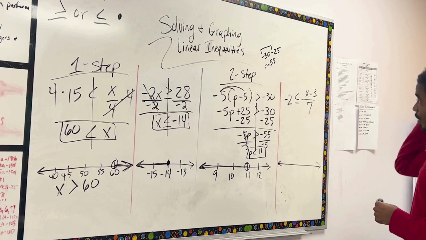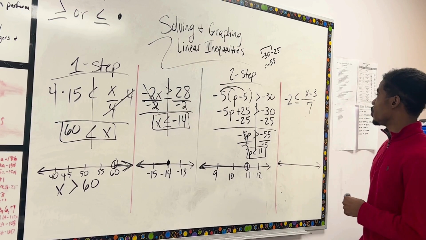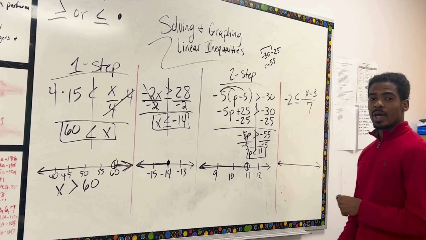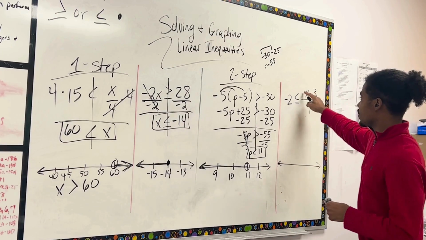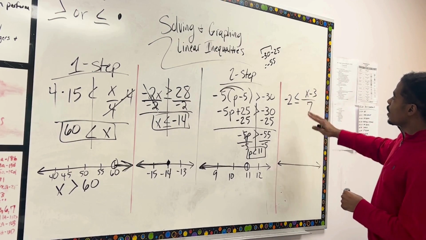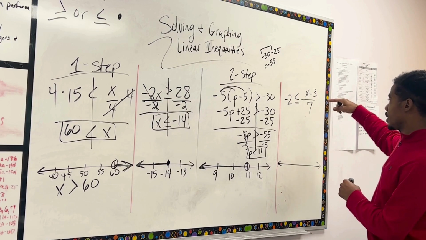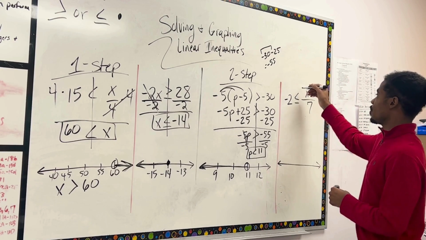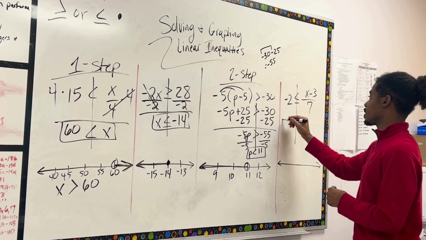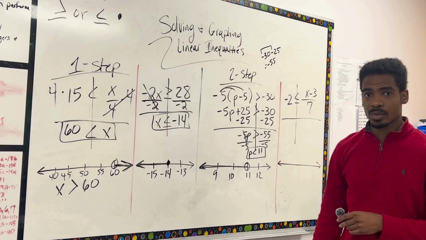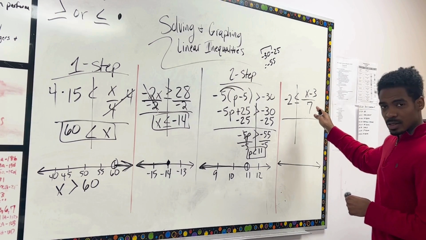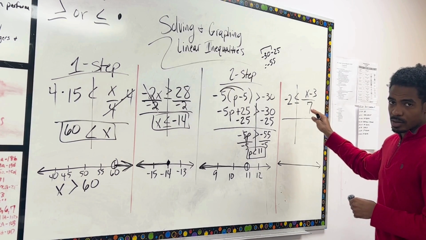All right, last one. We've got -2 is less than or equal to (x minus 3) over 7. Remember, I want to get this x by itself, but we're in a bit of a conundrum because our variable is within a fraction. We can't simplify anything, so we can go ahead and make our four-way stop. So we've got to think: a fraction is the same thing as what?